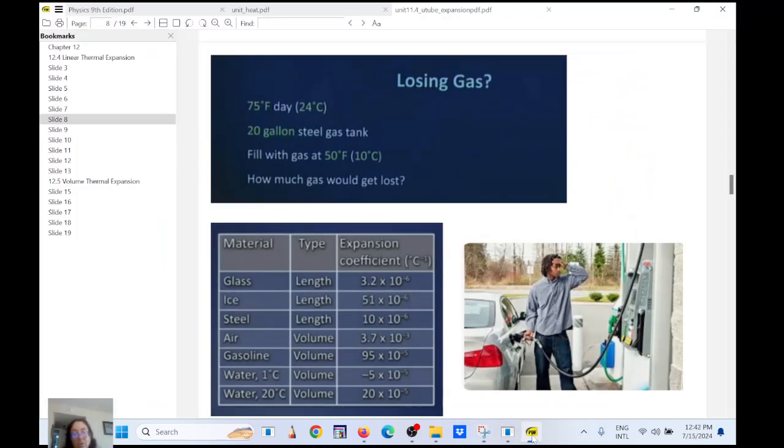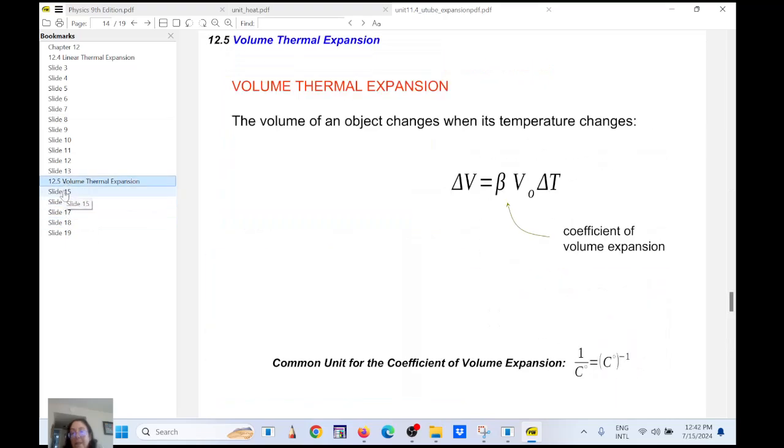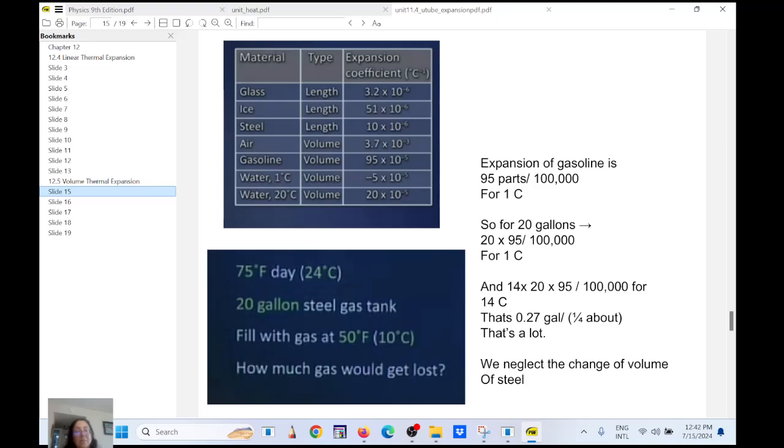Now, the different way to do it, you can also say like this. You see, expansion of gasoline is 95 parts per 100,000 for 1 degree Celsius. For 20 gallons, it's going to be 20 times more. And for an increase of 14 degrees Celsius, you multiply by 14. So you can do the computation quicker.